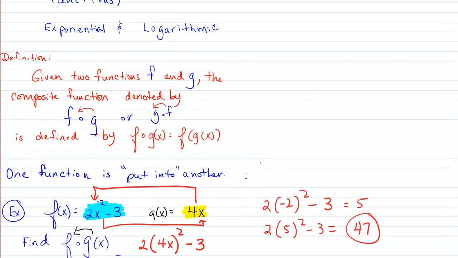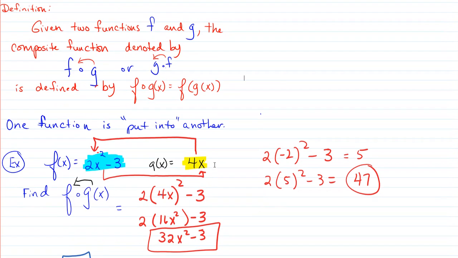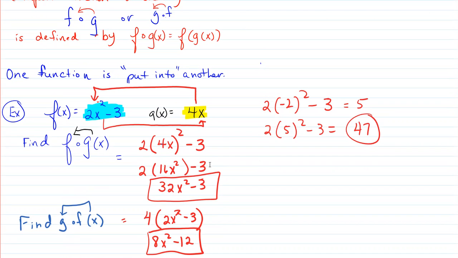Let's look here. If you're given two functions, f and g, the composite function denoted by f of g, or g of f, is defined by, and these are just the symbols that you would see. It could be f with a little circle, f of g of x, or f and then the parentheses method. So either way, what happens is one function is literally put into another. So in this example, I have f of x is 2x squared minus 3, and g of x is equal to 4x.